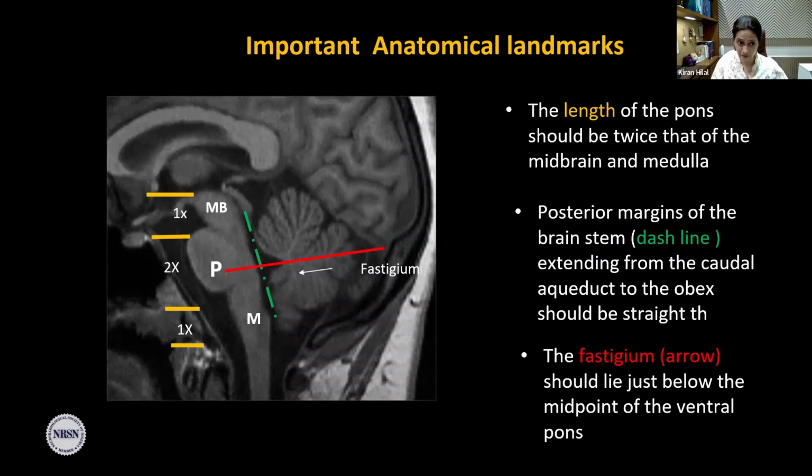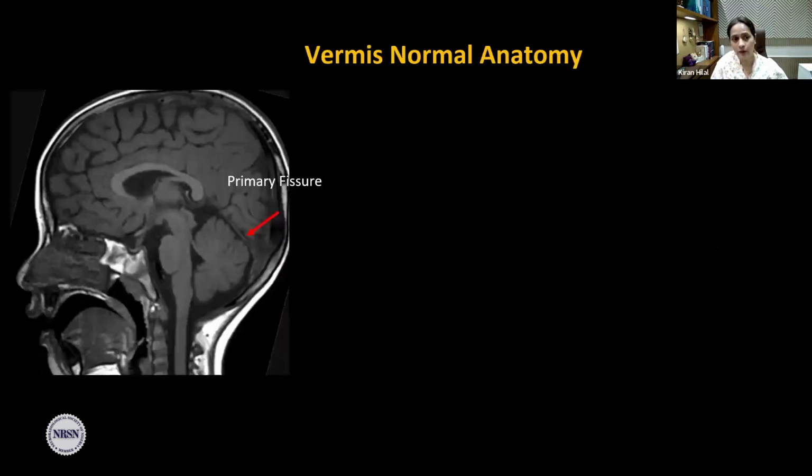If it is crossing the mid part of the pons or the upper part of the pons, that means your fourth ventricle is not at the normal location. Let's talk about the vermis anatomy. So how do we see the normal vermis? I'm not talking about the cerebral hemisphere. I'm talking about the vermis.